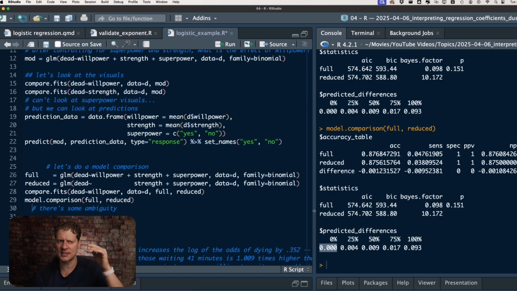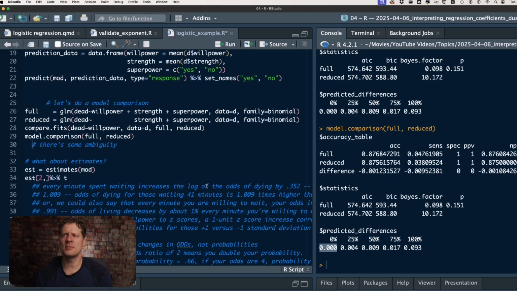And so we've got the visuals that say it's not a very steep line. And then we've got the model comparisons telling us the evidence seems to suggest that maybe willpower isn't all that much. The only exception to that is the AIC. Now, what about estimates? All right, now we get to the core problem with logistic regression.